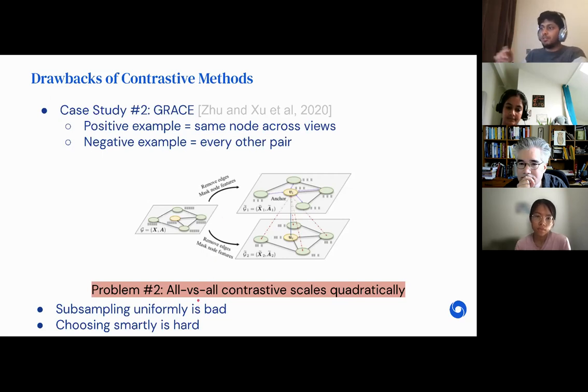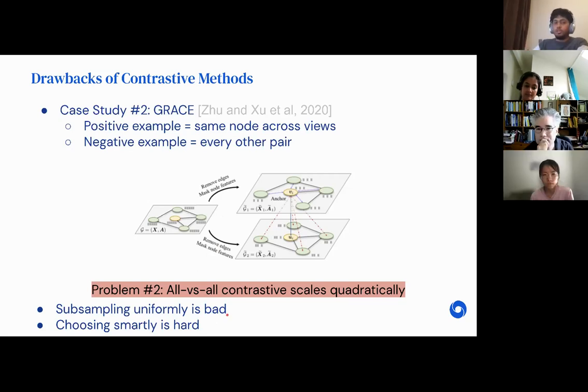But of course, the problem is that this all versus all objective scales quadratically, right? So if you have a graph with n nodes, this takes n squared memory and time to compute, and this clearly won't scale to larger graphs. And in our work, we explored how we make this practically achievable. So we tried subsampling uniformly. Instead of taking all pairs, just randomly subsample some pairs and apply the loss only to those. This actually gives much worse performance. For a reasonable number of subsamples, you need to sample many, many negatives before this starts to get good.